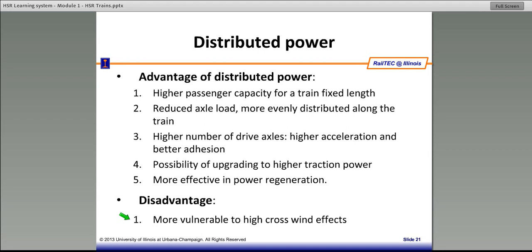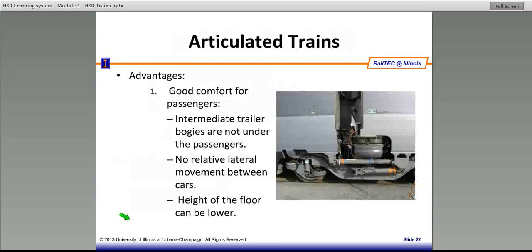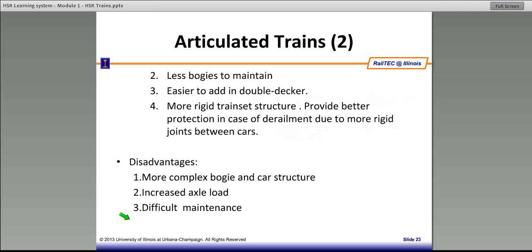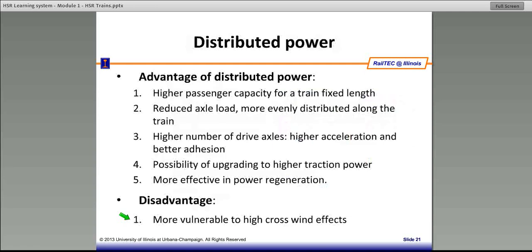Of course, the disadvantage is too many bogies to maintain, and it's more vulnerable to the crosswind. Okay, so that is the kind of comparison between the two. You might want to ask me at this point, which one is better? Allow me to come back to this subject, which one is better, later on.